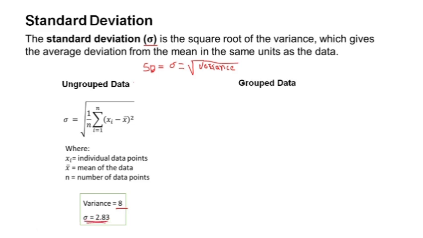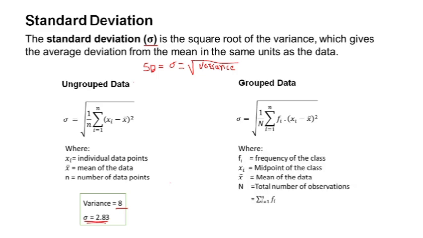So for the grouped data, the same formula is used here. You have to use the same formula as we have used in calculation of the variance, and take the square root of that. So we got the variance in the last example, 142.52. You take the square root of that, you will get the standard deviation.